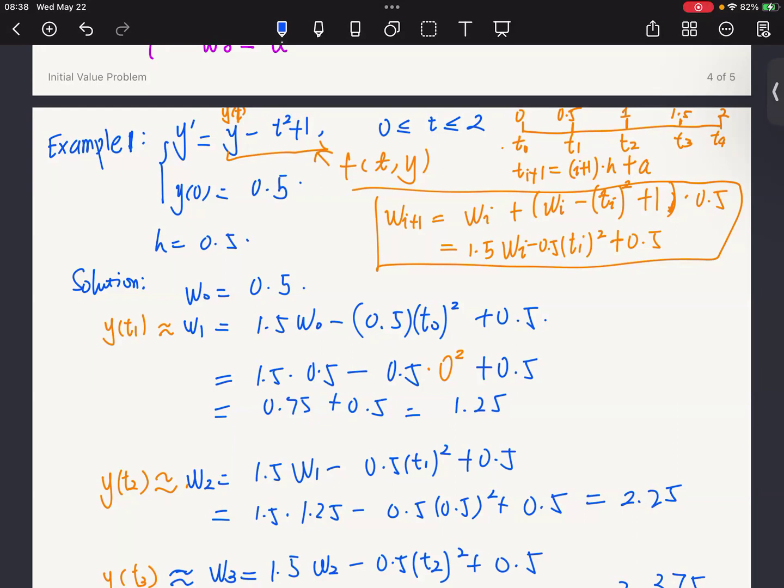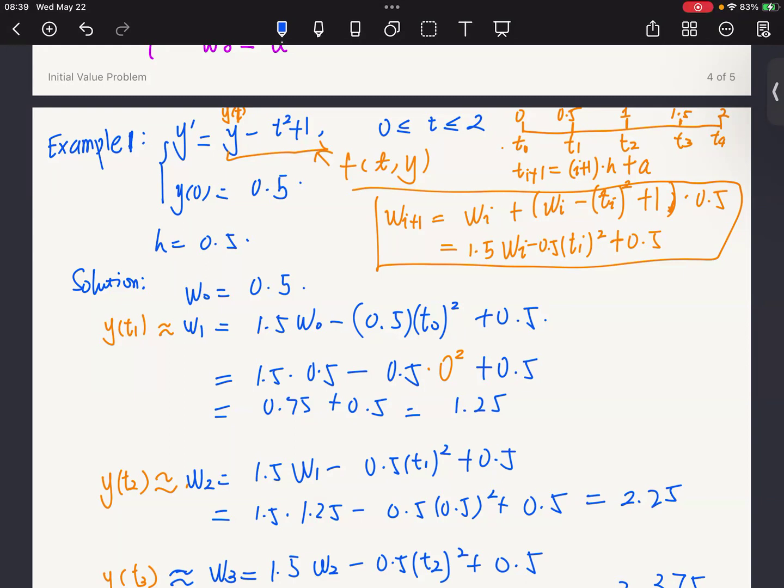Is there anyone here to be the volunteer to write down the updating rule? Wi plus 1 equals... No one? No one? Oh, I should give you some benefits to do so, right? Bonus point. Any volunteer to get the bonus point now? No? Okay, I will take the bonus point here. Please give me like 10 points.